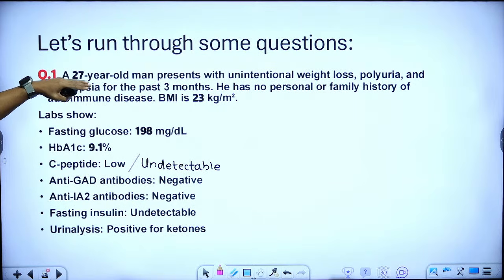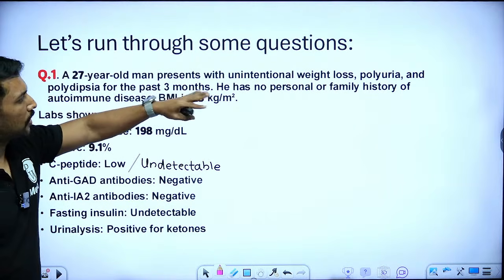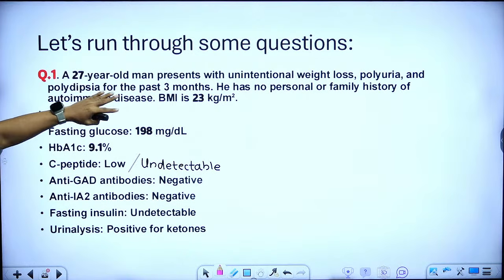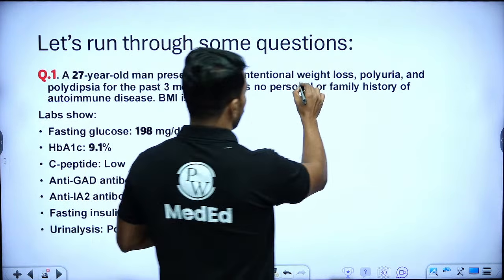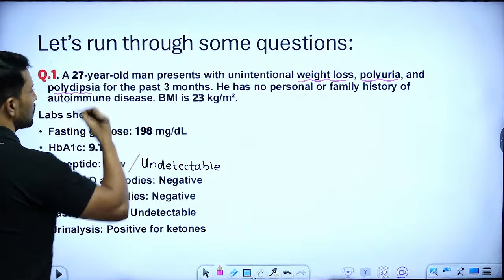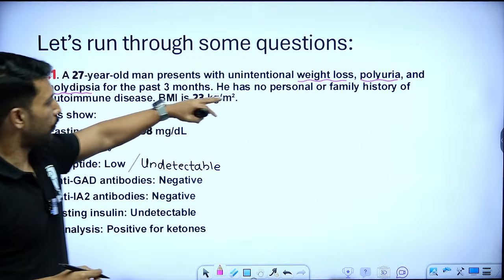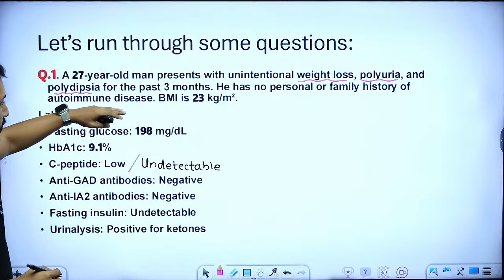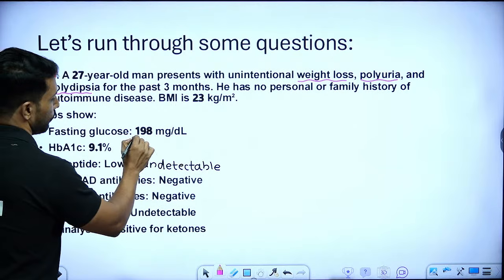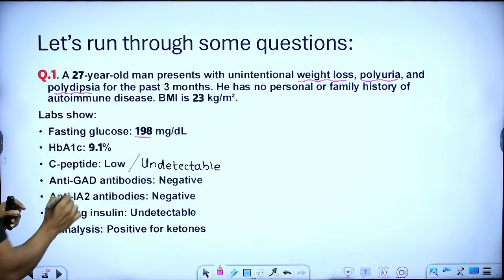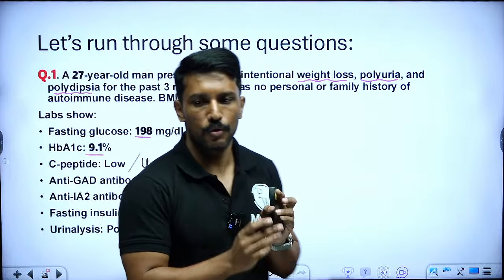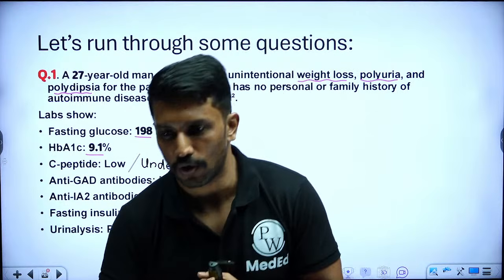A 27-year-old man presents with unintentional weight loss, polyuria and polydipsia for the past 3 months. So there are symptoms of, right? Weight loss, polyuria, polydipsia, polyphagia are symptoms of diabetes. He has no personal or family history of autoimmune diseases. BMI is 23. Labs show fasting glucose is 198 milligrams per deciliter. HbA1c is 9.1%. So before we go forward, you should now tell me, is he diabetic or not?